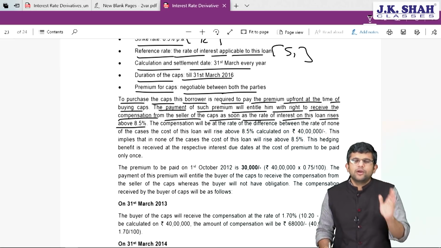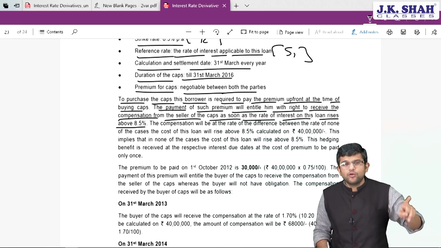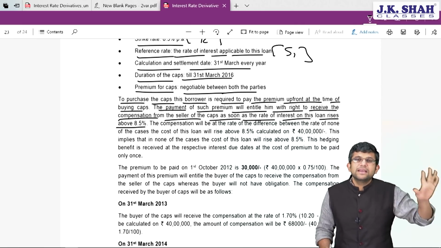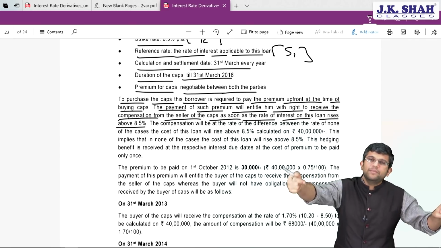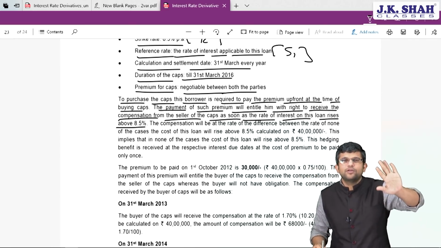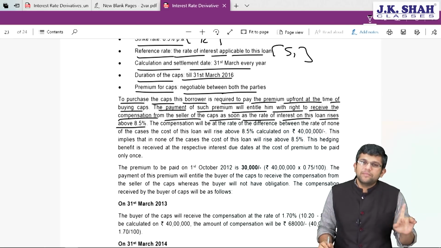And of course, the person who is buying the cap will have to borrow in the spot market at 9%, but from the cap option he will be receiving 0.5%, and therefore his final net payoff will be 8.5% only, of course without taking the premium into consideration.